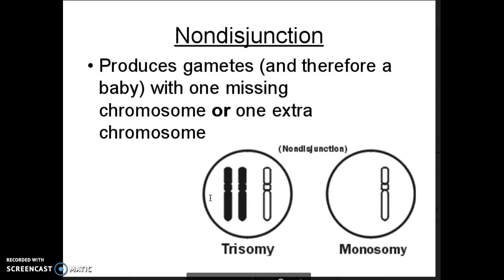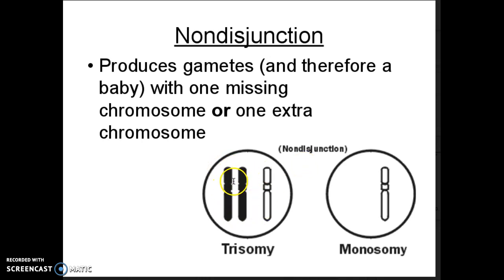So here's what I was just talking about, trisomy and monosomy. They produce gametes, and therefore the end result of a baby with one missing or one extra chromosome. If this cell were to be the cell that was eventually produced, you would get a trisomy. You get 2 chromosomes from one gamete and then one from what would be assumed to be the appropriate separation of chromosomes from the other gamete.